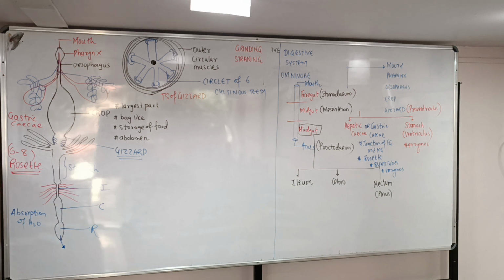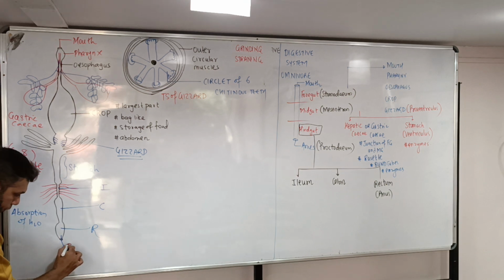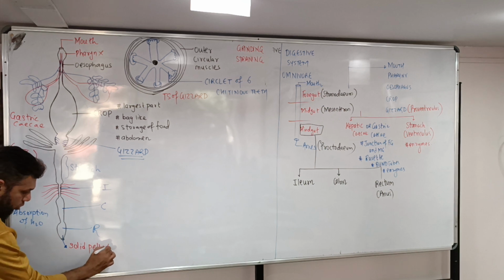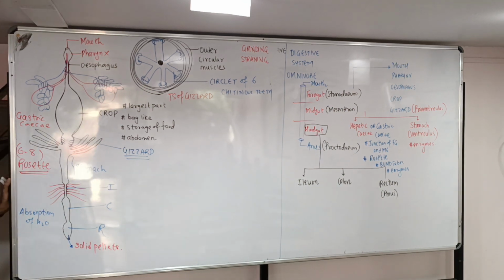Hard. If water is removed from something, it becomes hard, because it has become completely dry. So the feces are released out in the form of solid pellets. What are they called? Solid pellets. Pellets means hard, like khadi, you know, khadi. Okay, like that. Did you get my point, everybody?